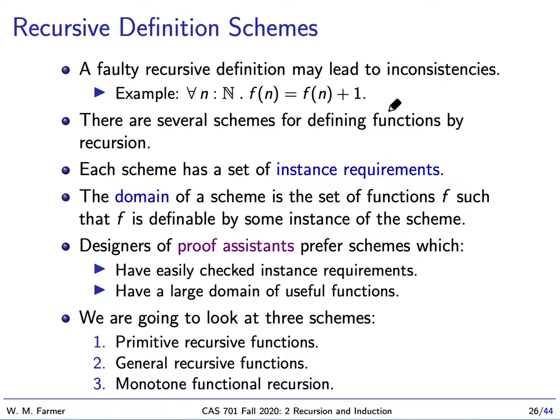So each such scheme will have a set of instance requirements, and the domain of the scheme will be the set of functions that are definable by some instance of the scheme. So designers of proof assistants, these are systems for proving theorems in a formal logic, they prefer schemes which have easily checked instance requirements, so it's easy to tell if you have a member of your scheme, and they also have a large domain of useful functions. So with your scheme, you may not be able to define all functions that you might want to define, but you can define a very large group.